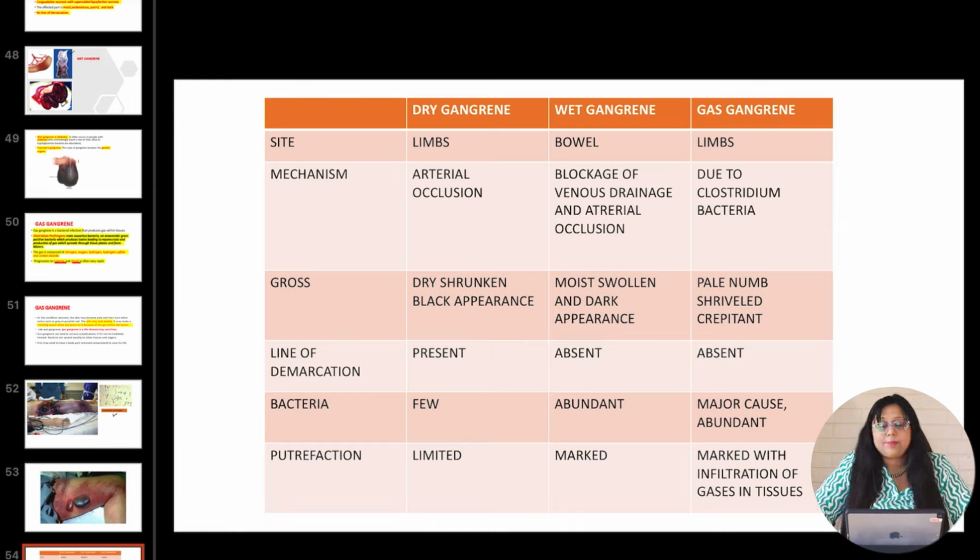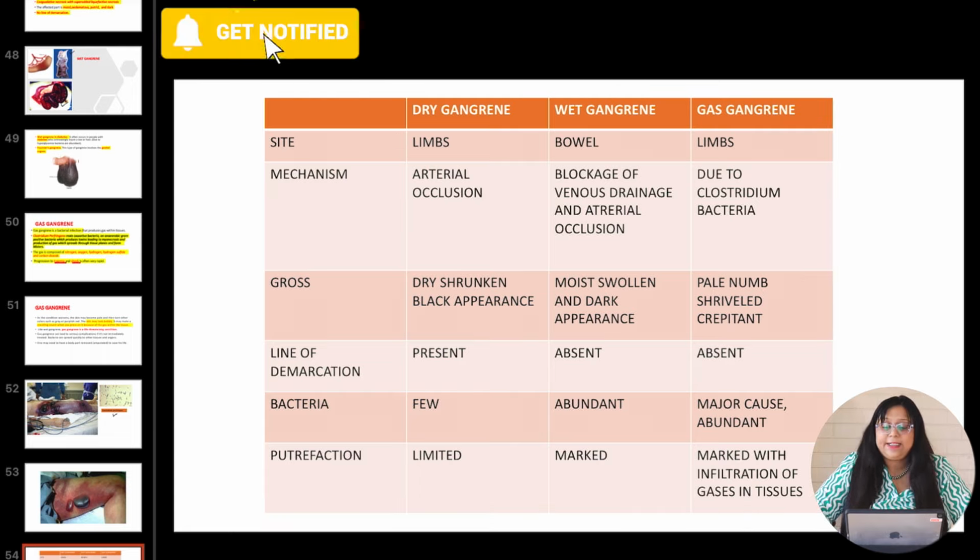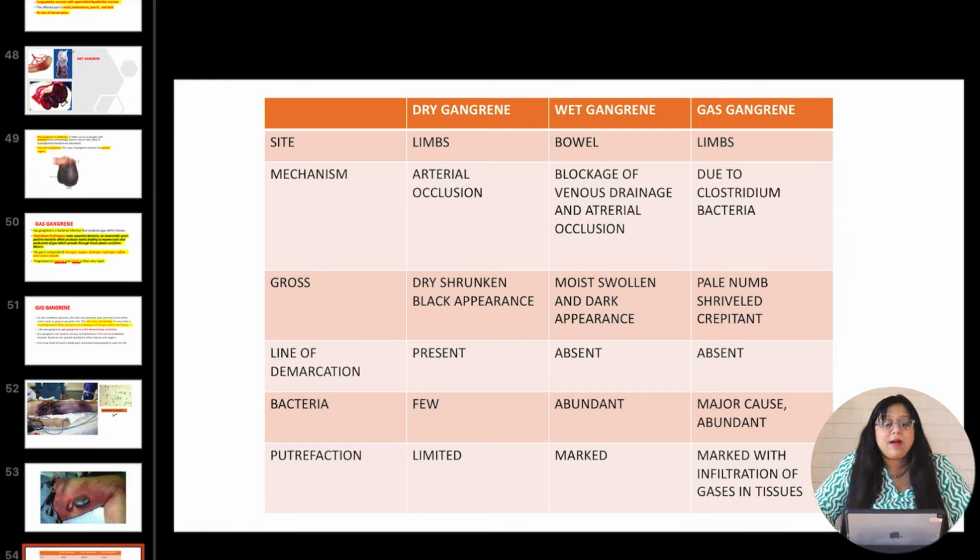So, what will be the gross appearance in dry gangrene? In dry gangrene, the affected area will be dry, shrunken, and have a blackish appearance. In wet gangrene, the affected area will be moist, swollen, and have a dark appearance. And in gas gangrene, the affected area will be pale, numb, shriveled, and crepitant. The line of demarcation is present in dry gangrene but not in wet gangrene or gas gangrene. Bacteria are few in dry gangrene, but in wet gangrene and gas gangrene, the bacteria are abundant.